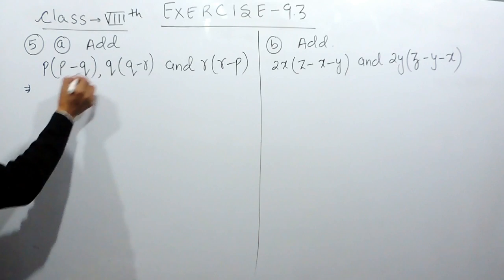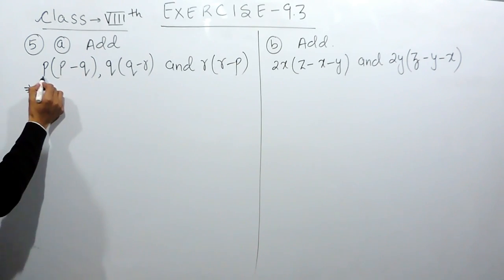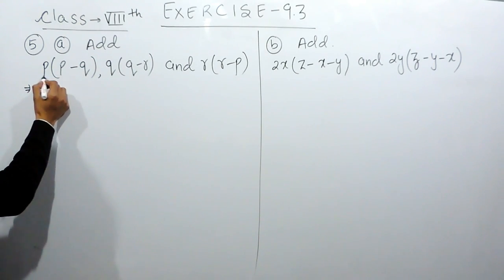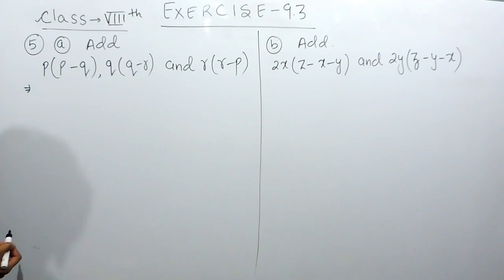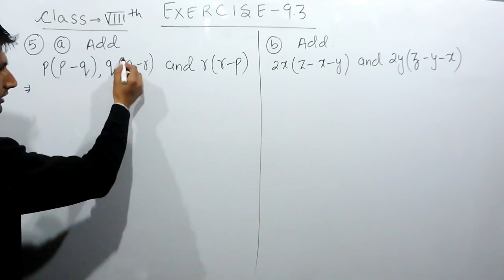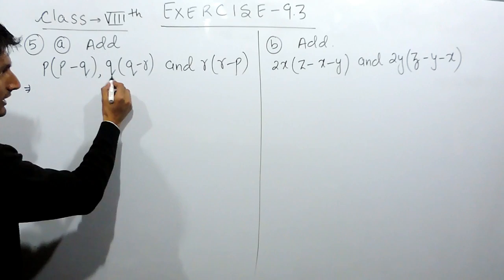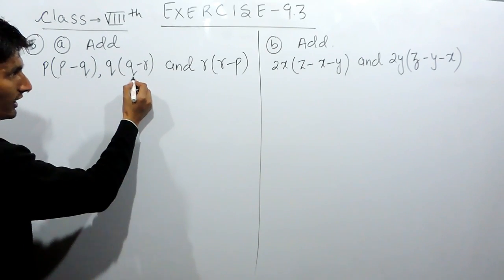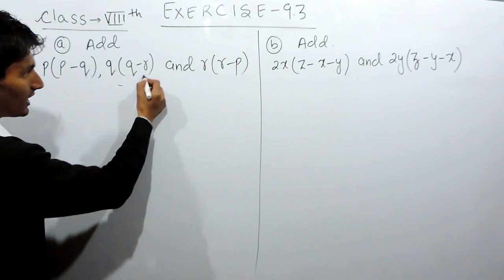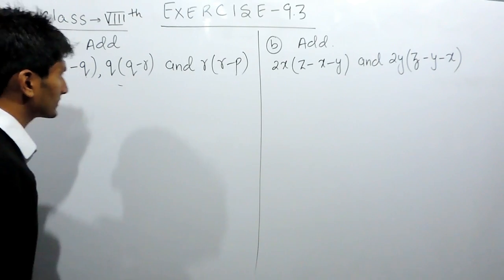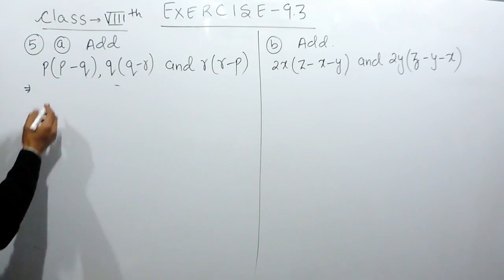So if I have to open this bracket, I have to multiply this p with both the terms, with p as well as with q. Similarly here also, when I have to open this bracket, I have to multiply this q with this q as well as with this r. Same case with this. So now let's start with the first one.